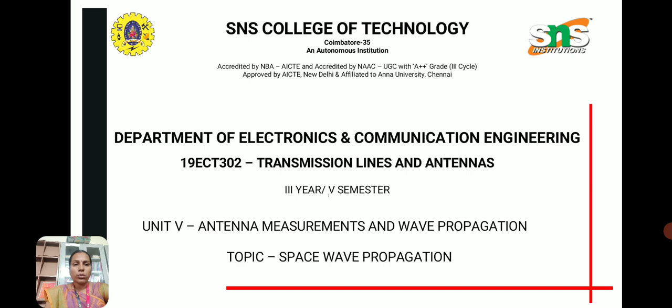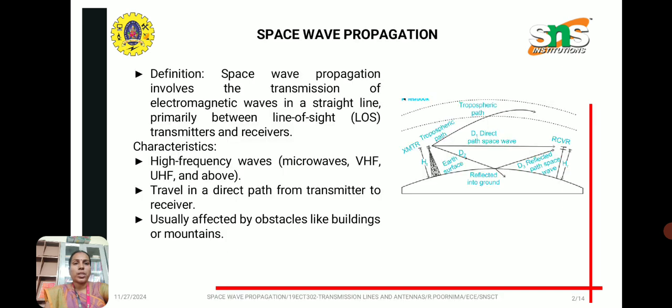In this lecture, we are going to discuss space wave propagation. Space wave propagation involves the transmission of electromagnetic waves in a straight line, primarily between line of sight transmitters and receivers. The characteristics of space wave propagation: it uses high frequency waves, microwaves, very high frequency, ultra high frequency, and above. They travel in a direct path from transmitter to receiver and are usually unaffected by obstacles like buildings or mountains.